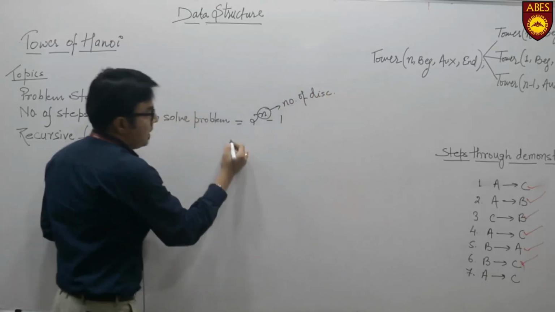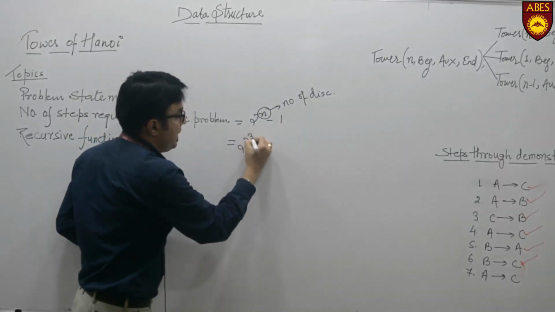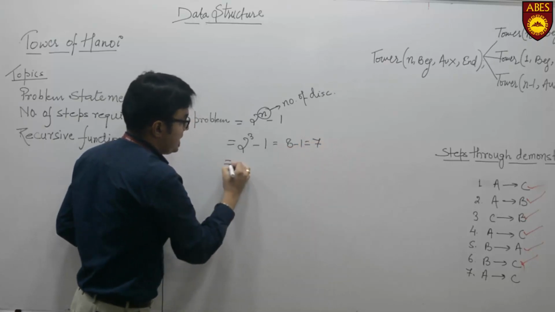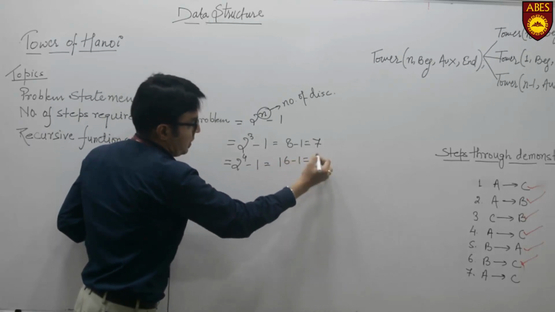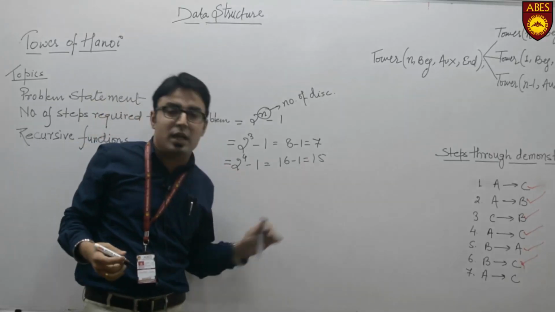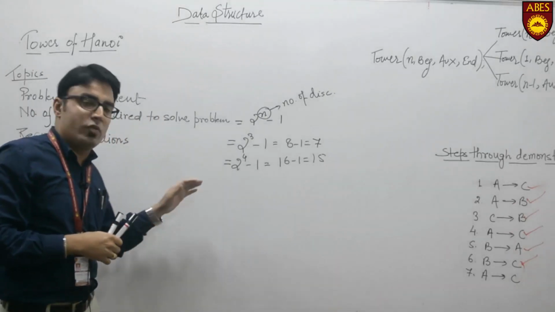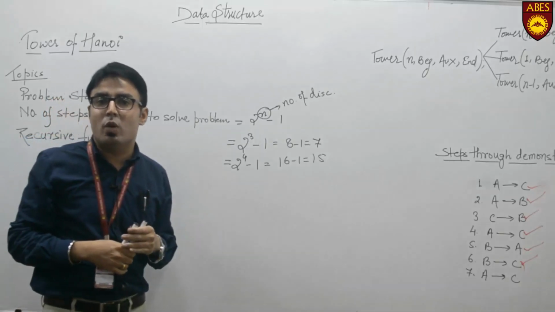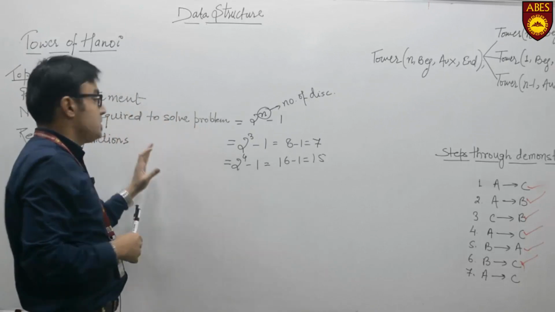I can prove this also. In our example, we took 3 disks. 2 to the power 3 minus 1 is 8 minus 1, which is equal to 7. If we have 4 disks, then it will be 2 to the power 4 minus 1, which is 16 minus 1, equal to 15. The question is generally asked in competitions: if there are 10 disks, how many steps will be required to solve this problem? For 10 disks, 2 to the power 10 minus 1 is equal to 1023. So this was about the number of steps required.